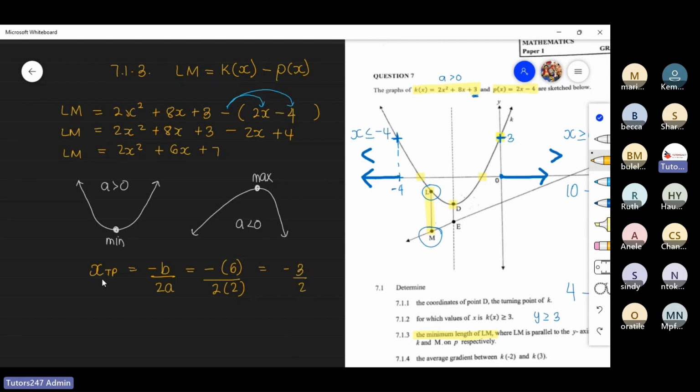So the x value of the turning point, or the x value of the minimum of LM, is negative 3 over 2. Now, we need to find the y value, because keep in mind I previously mentioned that if you were to substitute the x value into this function LM, you would get the length. So we've already found the x value. All we now need to do is substitute that x value into this function to get our y value.